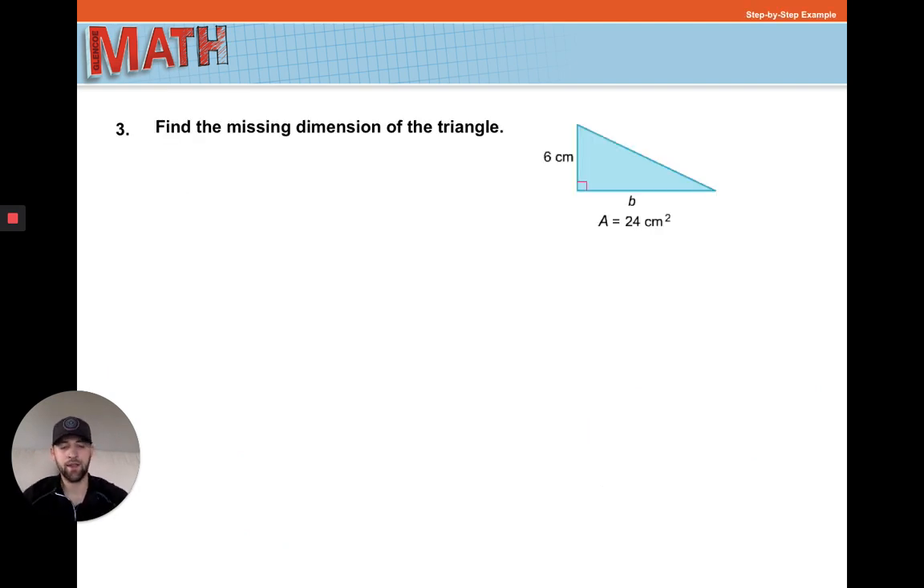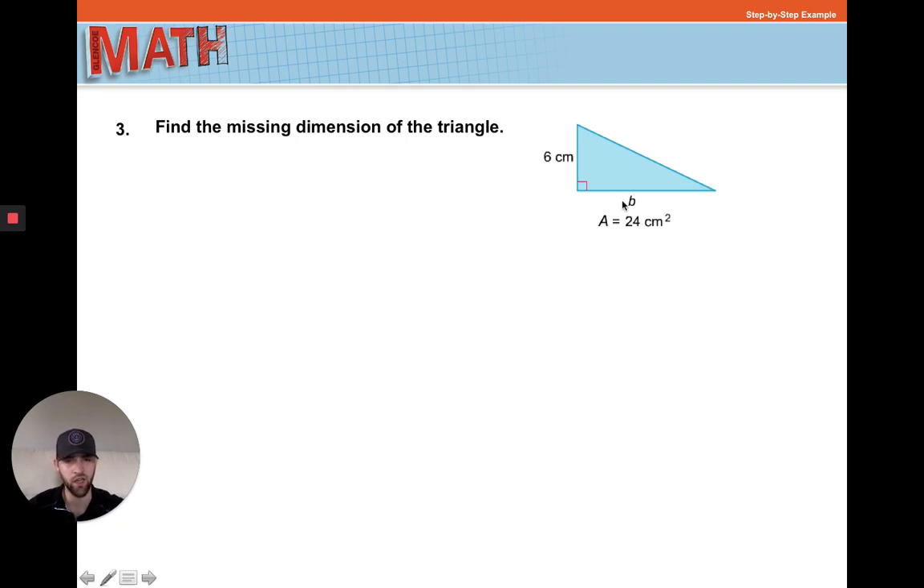All right, let's talk about what happens when they give us the area, but now they want us to find the missing dimension. Maybe they want us to find the base of the triangle, or maybe they want us to find the height of the triangle. Okay, so we're no longer going to find the area. We're going to find the base or the height, whatever one is missing.